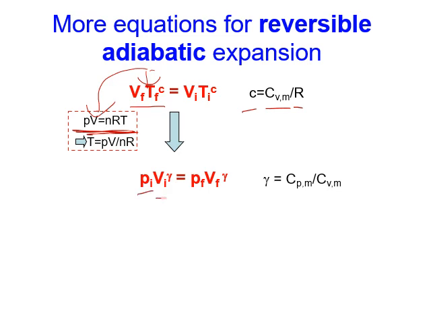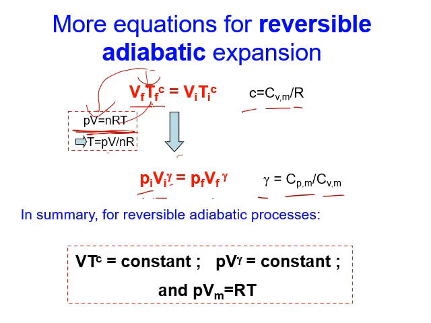Pressure times volume to the gamma's power. Note that temperature is replaced by pressure and volume, so we don't have temperature in this equation. PV to the gamma's power, initial equals final. The gamma is the ratio of constant pressure heat capacity divided by constant volume heat capacity. Okay, so in summary, for a reversible adiabatic process, we have two more equations.